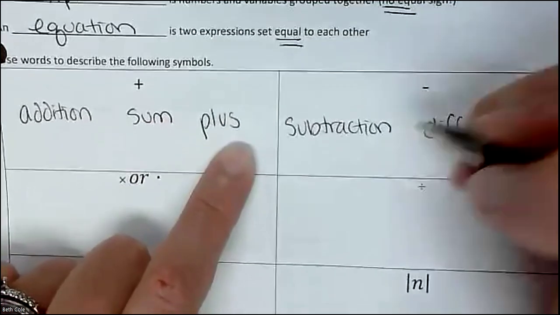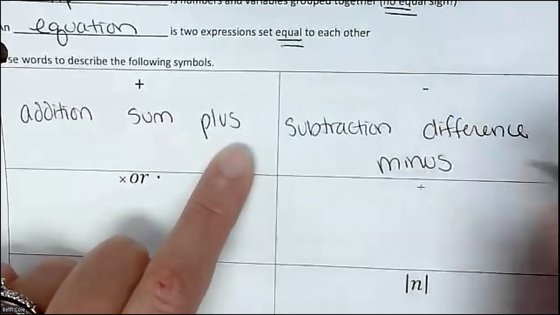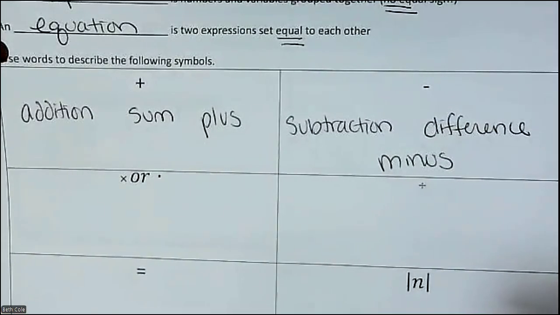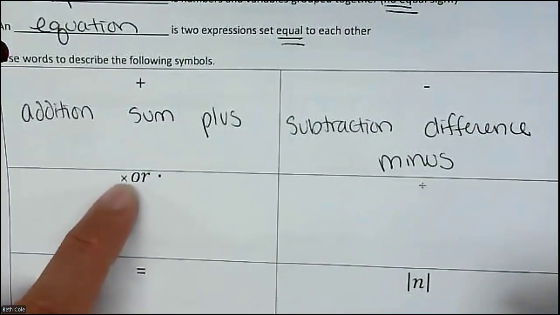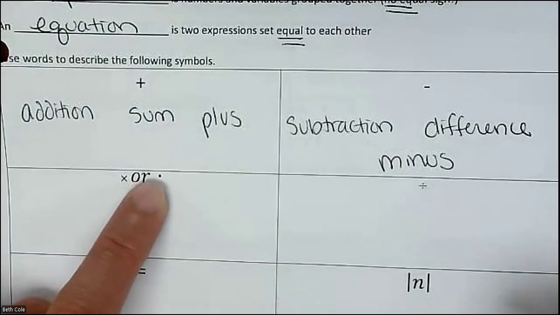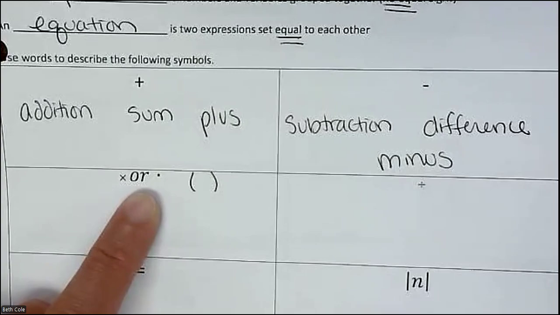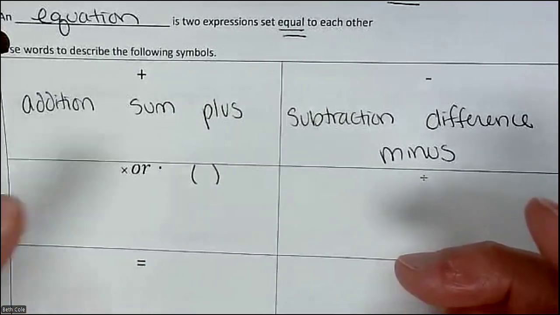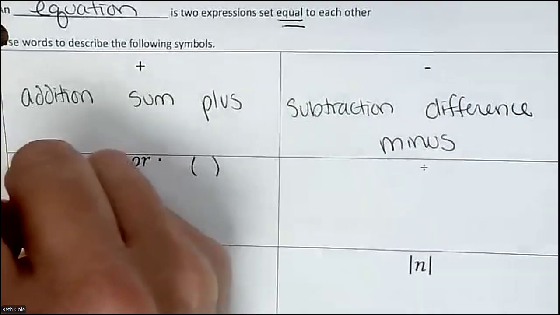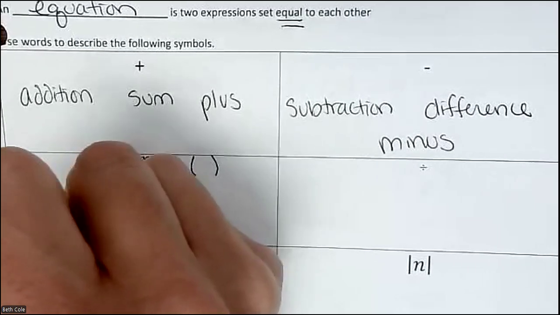And then instead of plus, minus. Now, we don't see the X very often. Usually you just see a little dot, or you could see parentheses, or actually just nothing at all, really. But what do those symbols all mean? Yeah, multiply, multiplication, times.